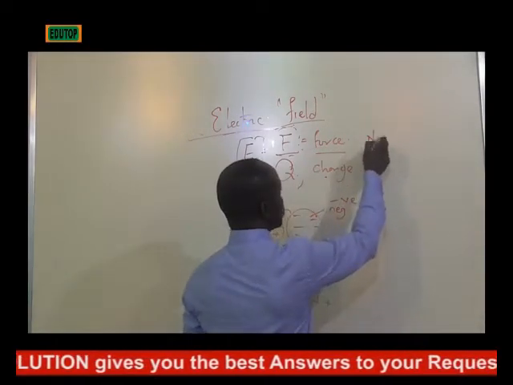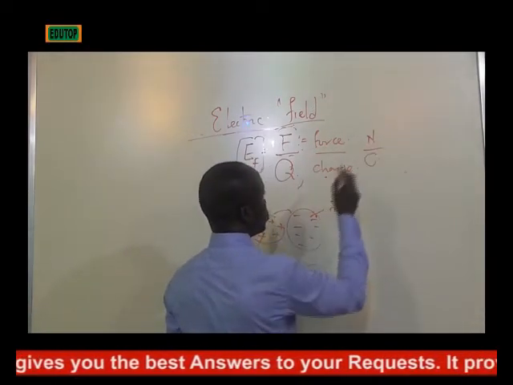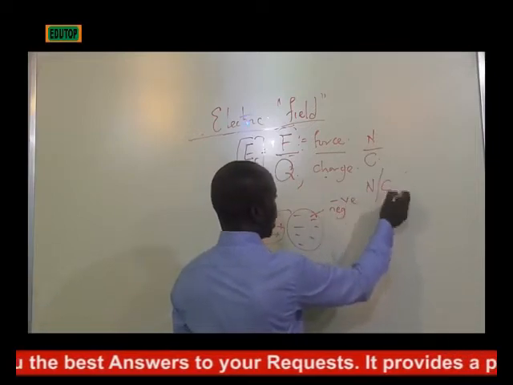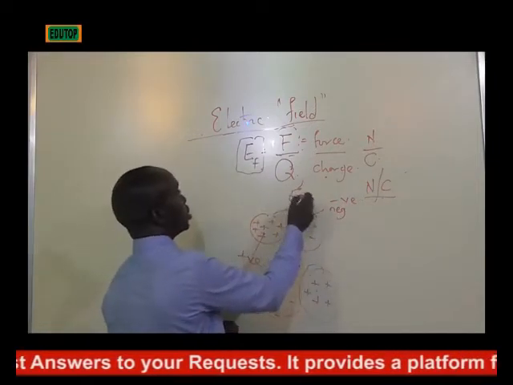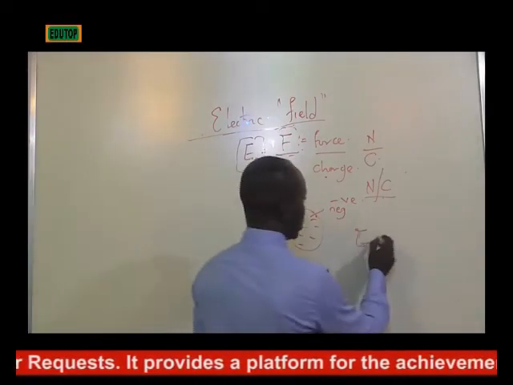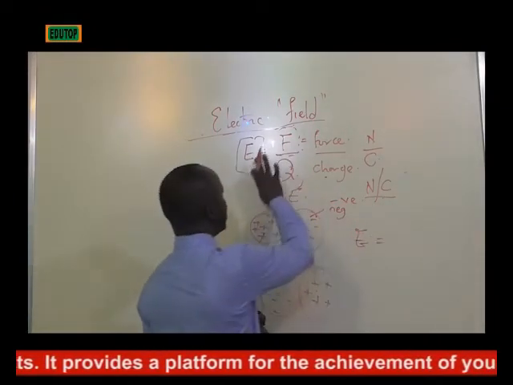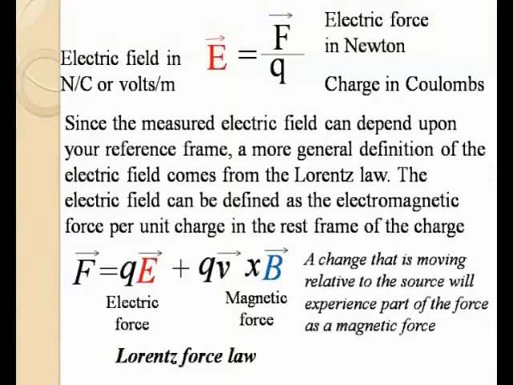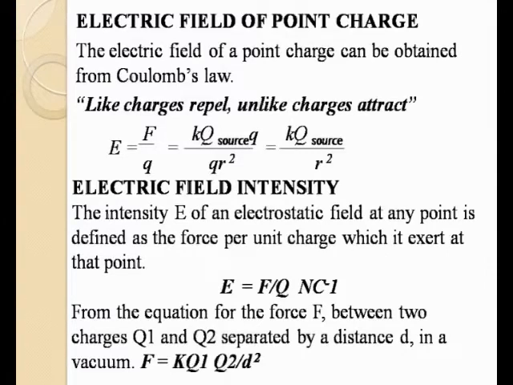Now, the SI unit will also be force, Newton per Coulomb. That's the SI unit for your electric field. So from there we can say our E, instead of using E subscript F, E could be F over charge, or F over small q. So this is the formula for your electric field. After that we'll proceed to the electric field of a point charge.